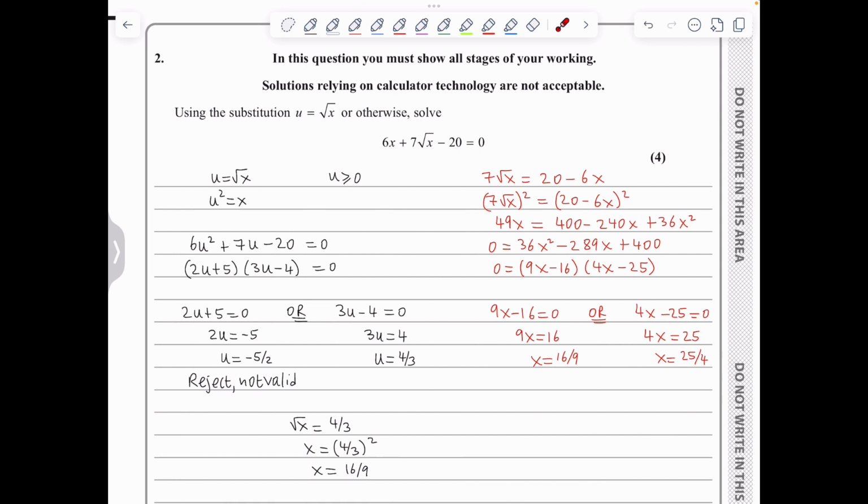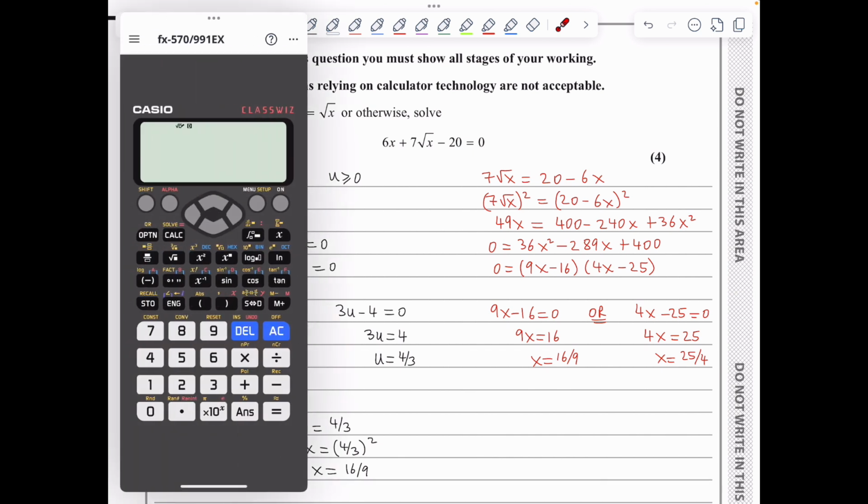Now at the moment we've got two candidate solutions for the given equation here, so I'm gonna go on my calculator to check that both of these solutions are indeed valid. So what I'm gonna do, 16/9. I will store it on my answer key, and I'll do 6 times ans plus 7 root of ans minus 20. If I get the result of 0, this means that this is a valid answer. I press the equal sign. I got the 0, perfect. 16/9 is correct, which agrees with the solution we found before with the substitution of u being root x.